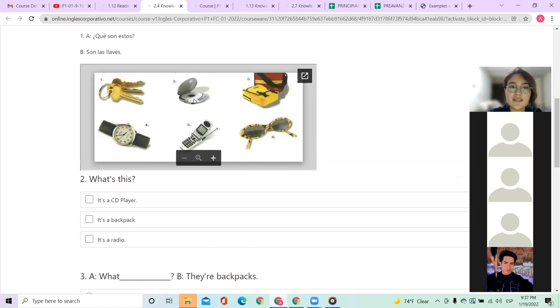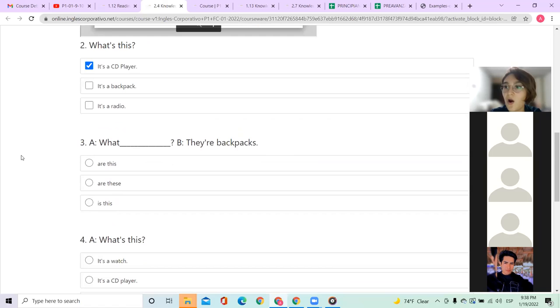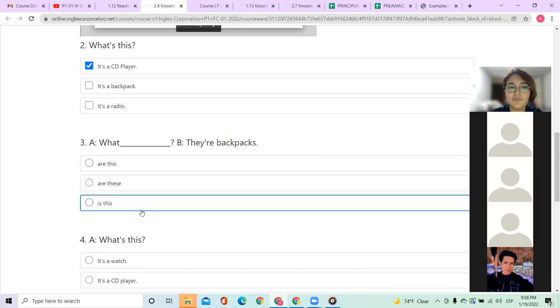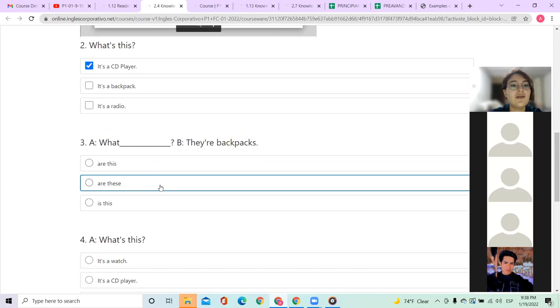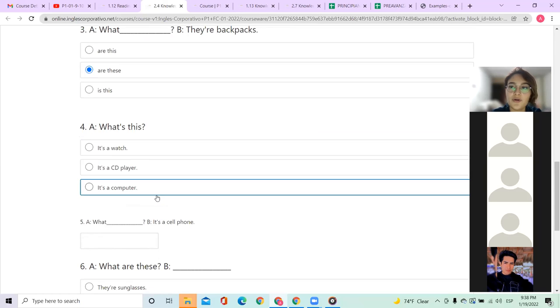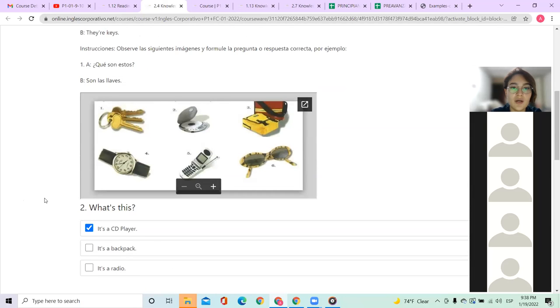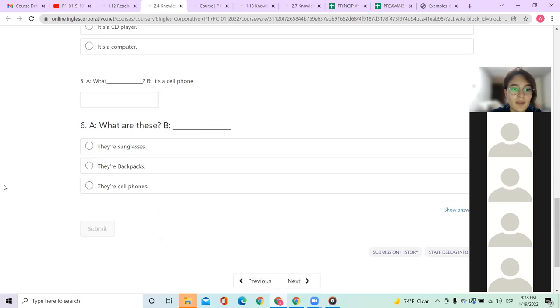Number two. What is it? CD player, backpack, or radio? It's a CD player. Exactly. Awesome. Number three. What are these? Is this or are these? Number one, number two, or number three? Number two. Perfect. Awesome. Number four. What's this? Watch, CD player, or computer? Number one. It's a watch. Perfect. Number five.